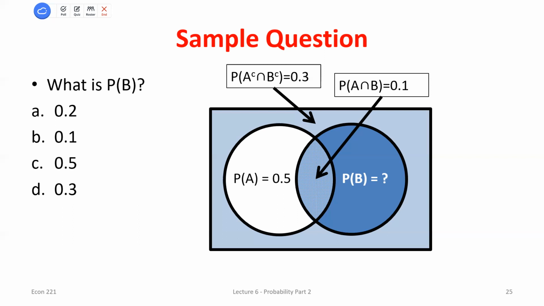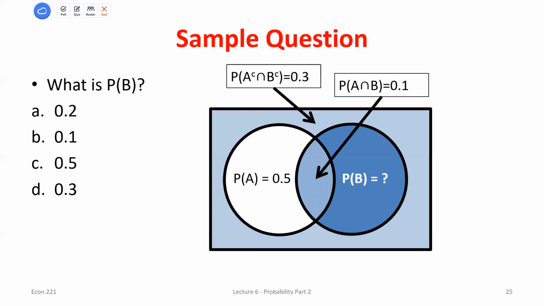Now I've got one equation, one unknown, just a little bit of algebra. So 0.5 plus 0.3 is 0.8, minus 0.1 is 0.7. So we'll subtract 0.7 from both sides, and we're left with the probability of B being 0.3.